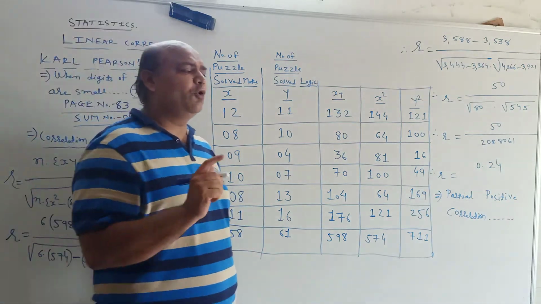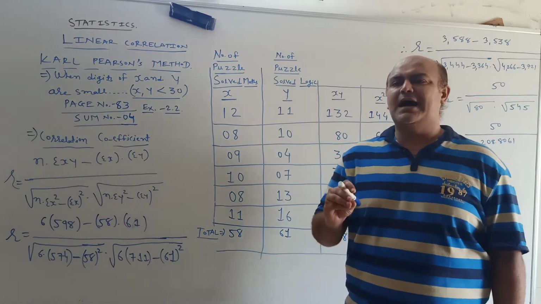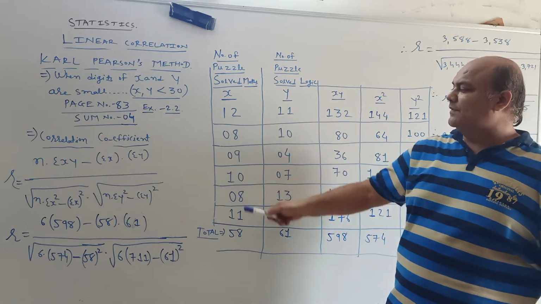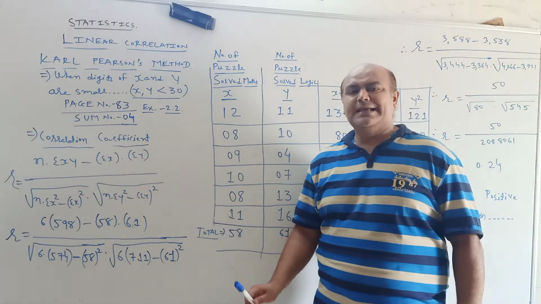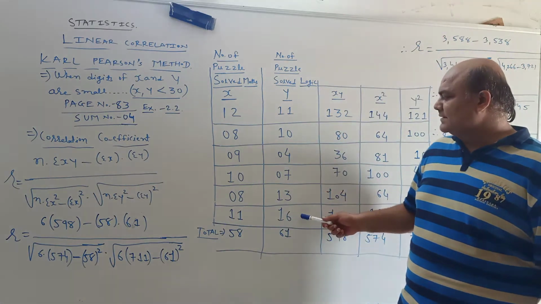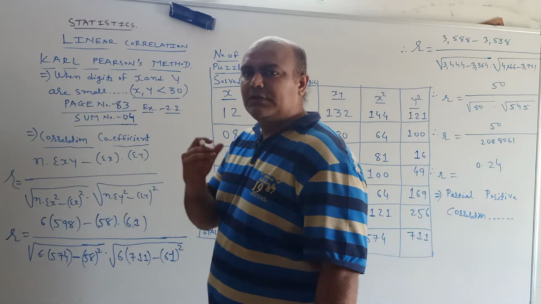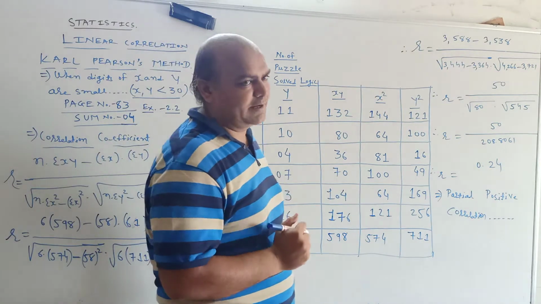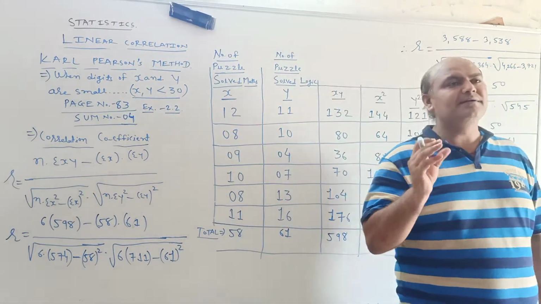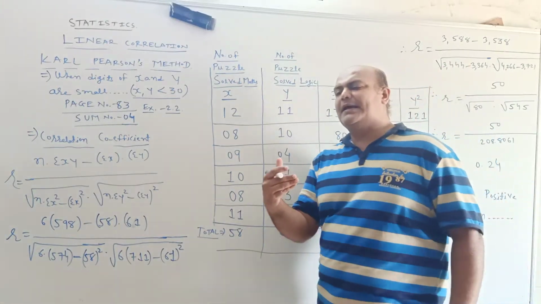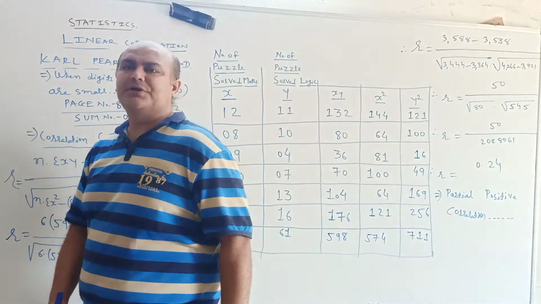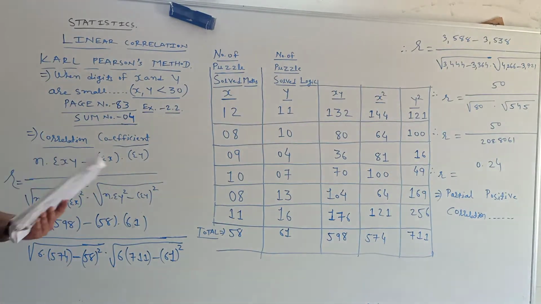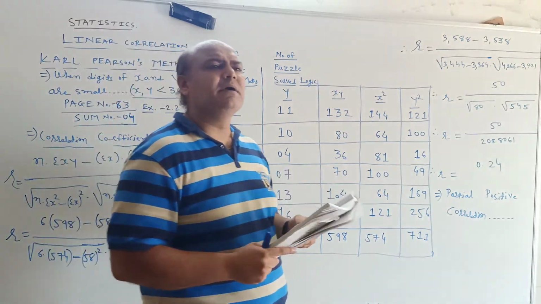Now students, you observe all the observations are less than 30, small. In the column of x the maximum is 12, and in the column of y the maximum is 16. So all the digits are small, meaning less than 30. So we directly understand that we have to apply the xy method of correlation coefficient to find the correlation coefficient.